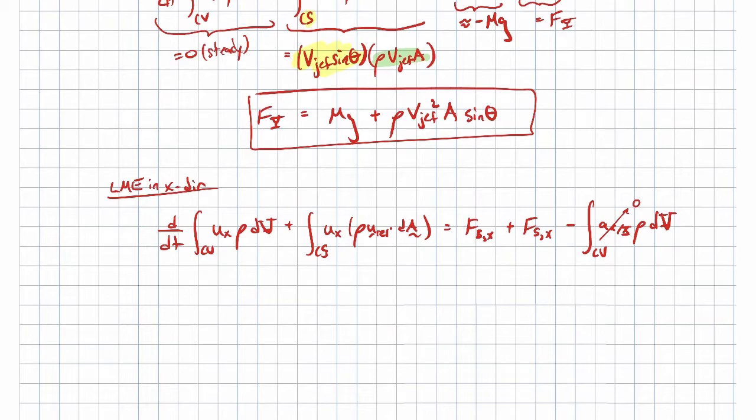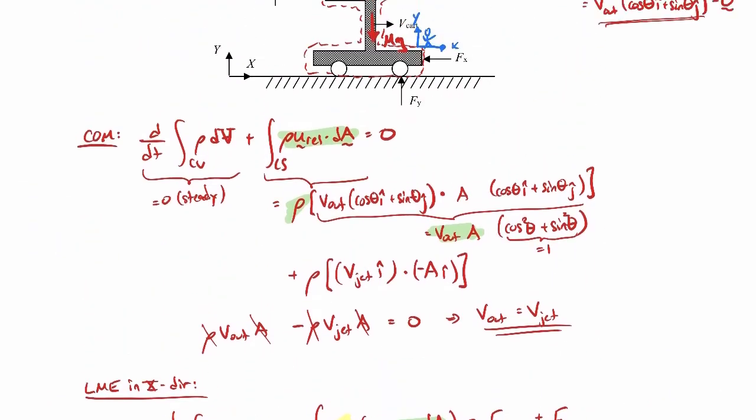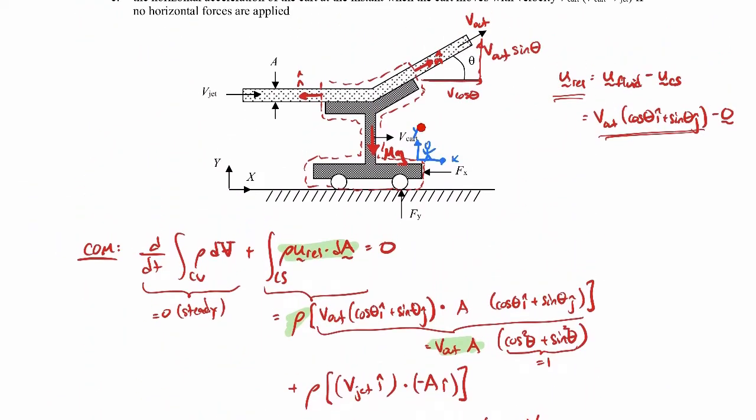Okay, so now let's evaluate this. We've already said there are no body forces in the x direction. We said the surface force in the x direction was the minus Fx. We said that it was steady. It's still steady. As we're moving along in this frame of reference, it still looks steady. Nothing is changing with time. It all looks exactly the same. So it's still steady.